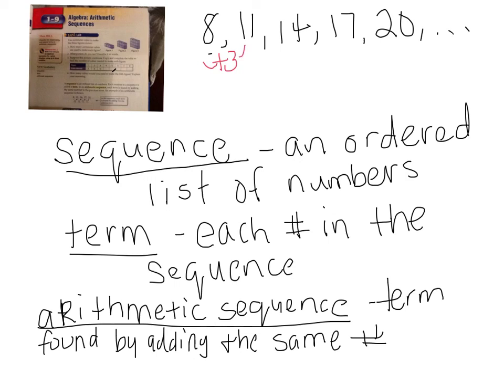Now, how do you get 11 to be 14? To change 11 into 14, I know I'm going to add 3. To change 14 to 17, I know I'm going to add 3. 17 to 20, I'm going to add 3. So I'm adding the same number over and over again. This is the arithmetic sequence.